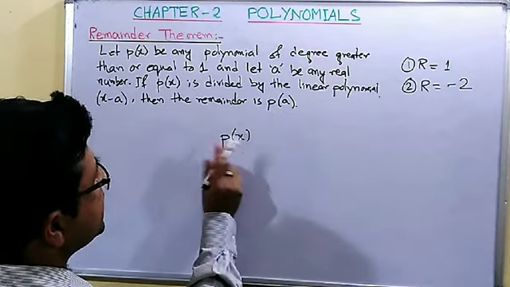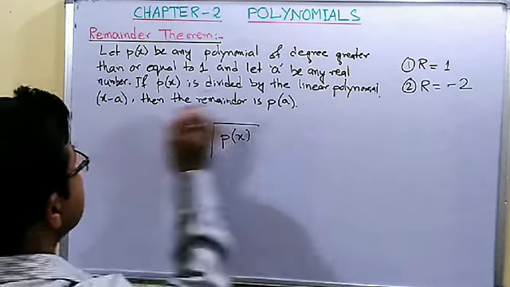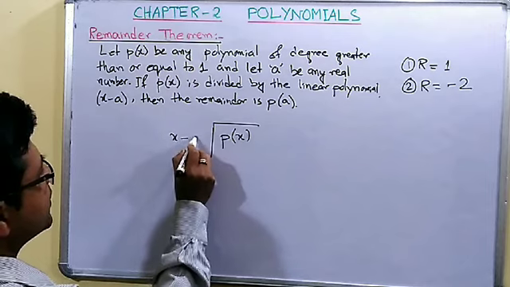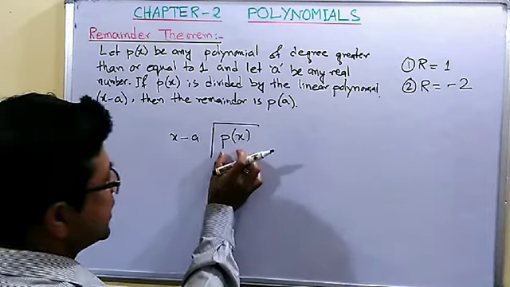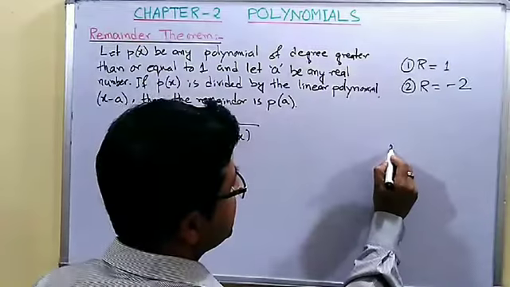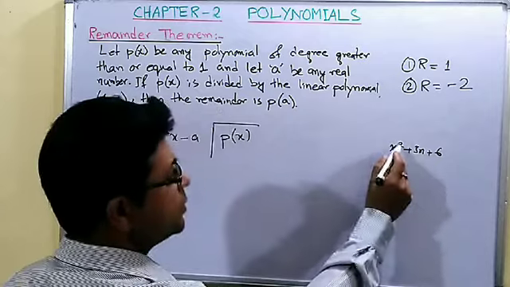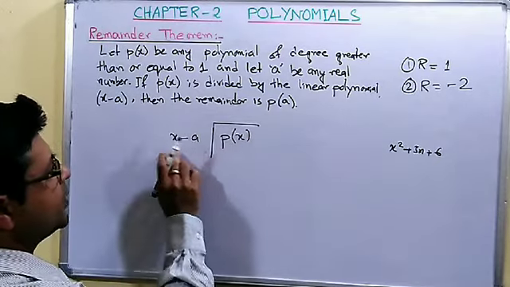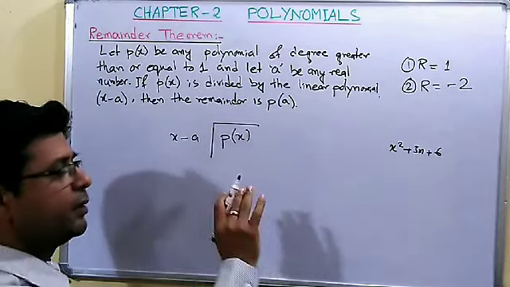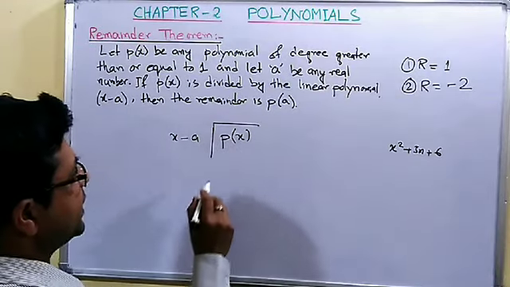If P(x) is divided by a linear polynomial, divided by what? A linear polynomial x minus a. Okay, what is the condition? The degree of P(x) is how much? 1 or more than 1. For example, x square plus 5x plus 6, degree is 2. And this is another polynomial. What is a here? Any real number: 1, 2, 3, minus 1, minus 2, whatever. Then the remainder is P(a).